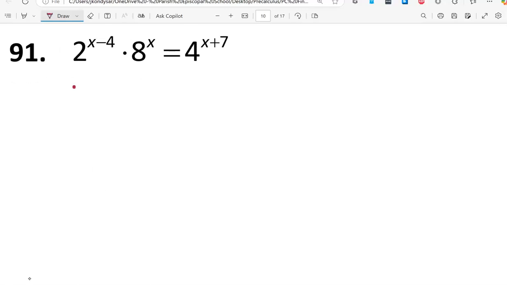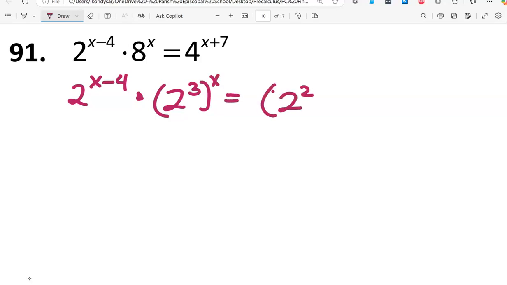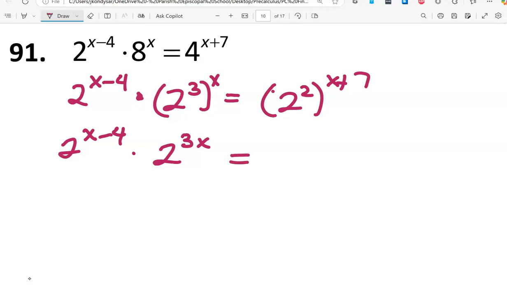In 91 we have an exponential equation. We need to express all these powers as the same base, so I'm going to re-express all as base 2. So 8 is 2 to the third power, and 4 is 2 to the second power. And when we raise a power to a power, we multiply the exponents. So this is 2 to the 3x, and the 2 squared raised to the x plus 7 is 2 to the 2x plus 14.